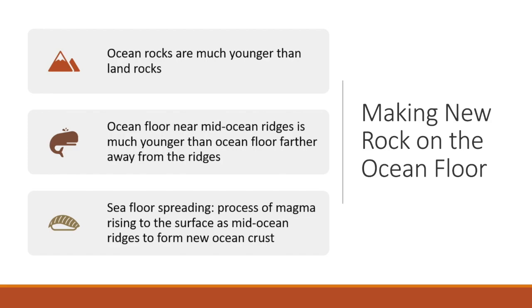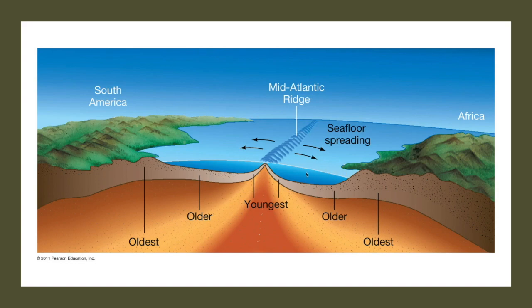It's the process of magma rising to the surface at the mid-ocean ridges to form new ocean crust. So we've got these layers. We have these older layers here. Here's a mid-ocean ridge. And we see that we get some of the warmer layers coming up through the ridges and spreading out further. So this is the seafloor spreading. And you can imagine as we get this to spread, we could see continents starting to move apart.